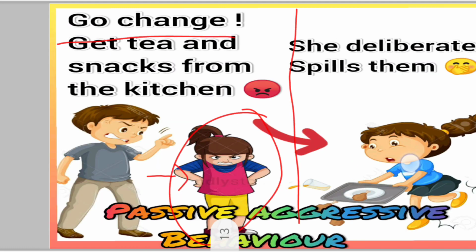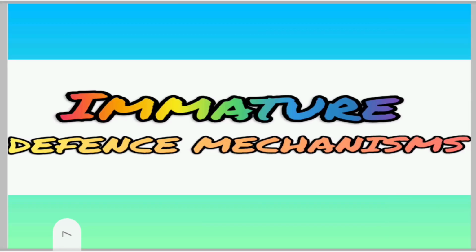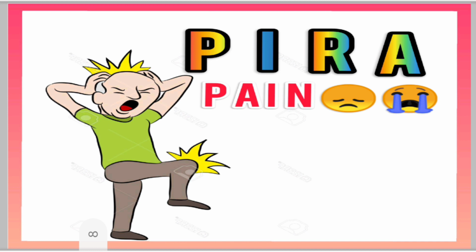Now let's go back to the question which we had. So as we have seen in our mnemonic also, PIRA, so P was projection, I is introjection, the opposite of it, then R is regression, A is acting out, and with acting out we have to remember passive aggressive behavior.